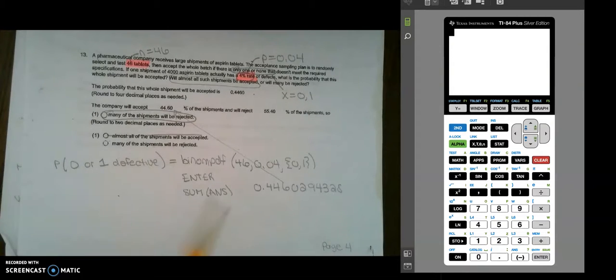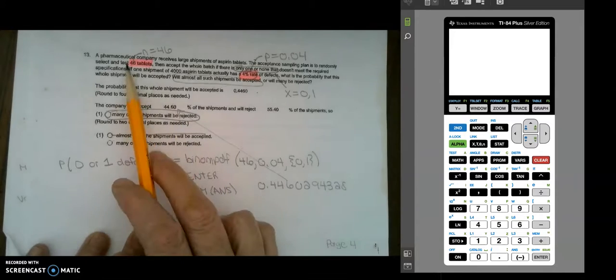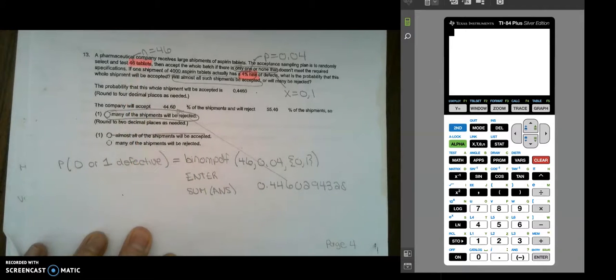Okay, so if we take a look at this one here, if you want to read over it first and pause and come back, we can do that.